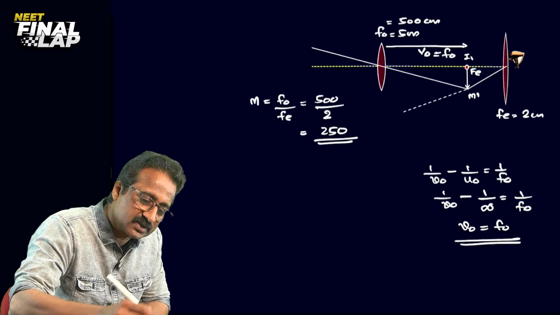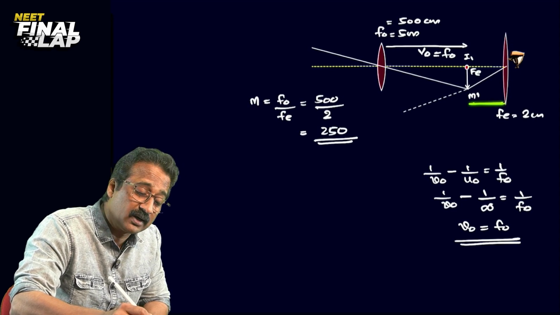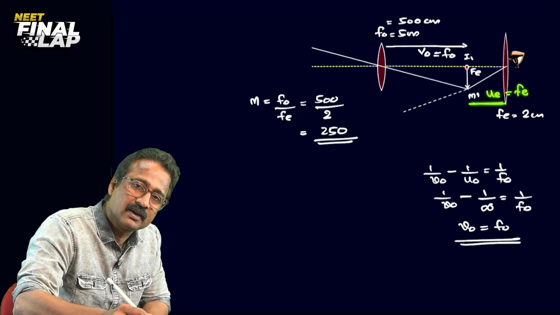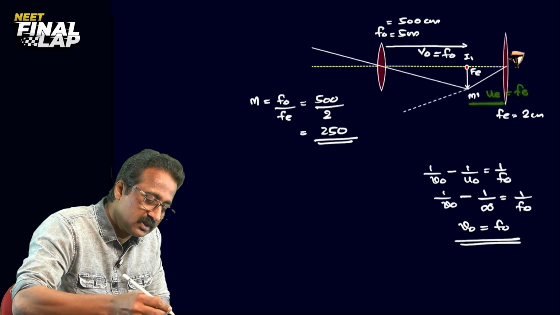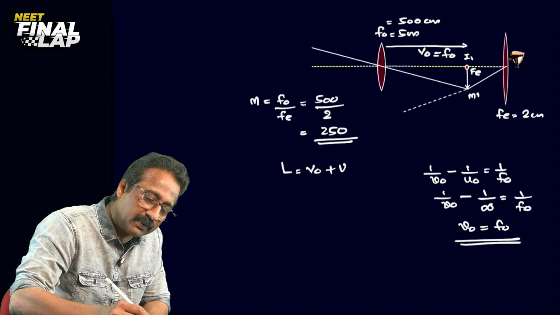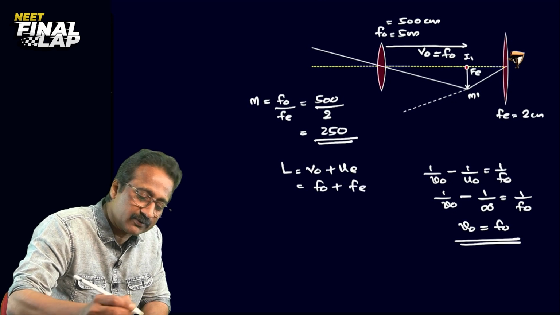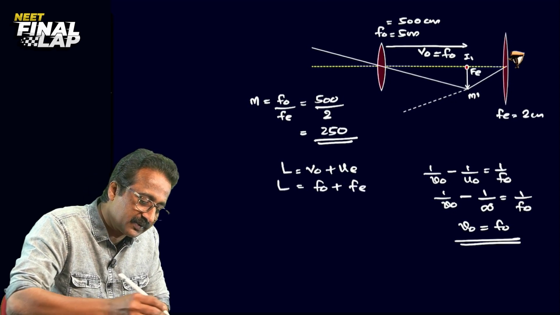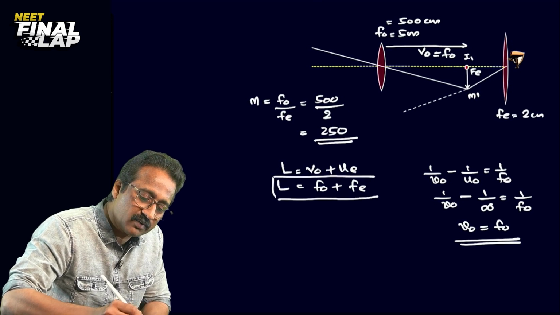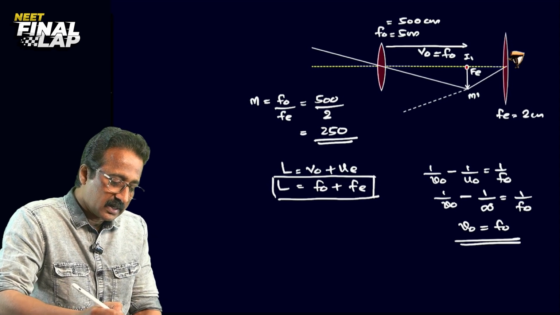Now the distance from there onwards is also easy, because the final image is formed at infinity, which means that this UE will be equal to FE because it is a normal adjustment. So the length is basically VO plus UE, and VO is equal to FO and UE is FE. Whenever a telescope is in normal adjustment, the length of the telescope is given by FO plus FE.